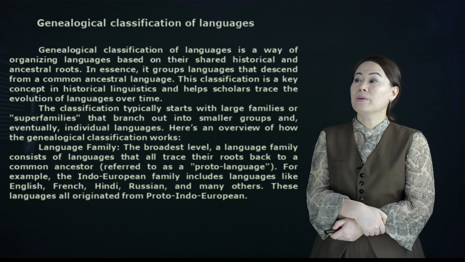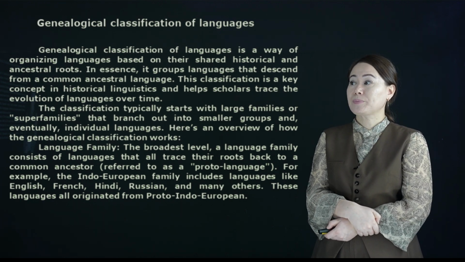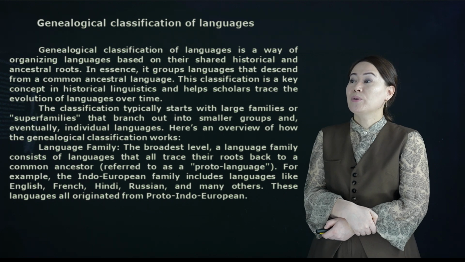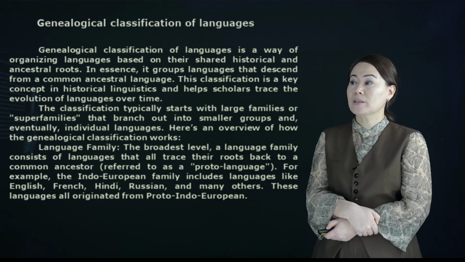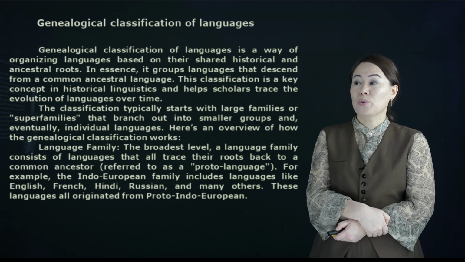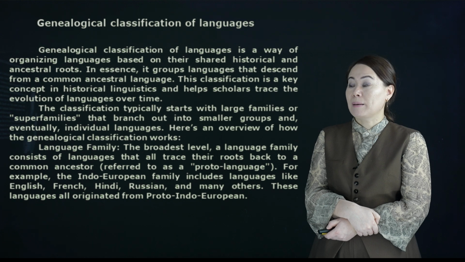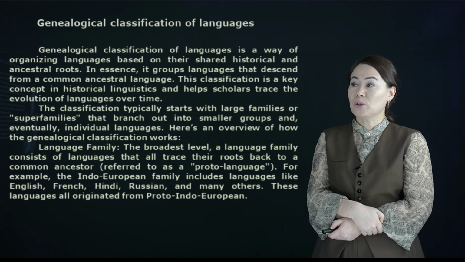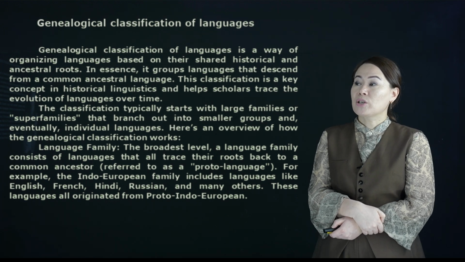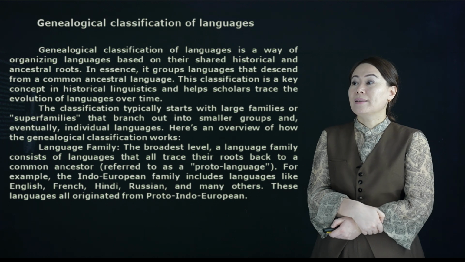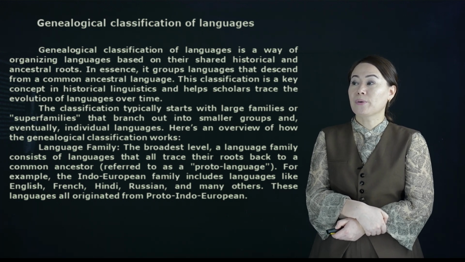Here is an overview of how the genealogical classification works. Language family. The broadest level, a language family, consists of languages that all trace their roots back to a common ancestor. For example, the Indo-European family includes languages like English, French, Hindi, Russian, and many others. These languages all originated from Proto-Indo-European.